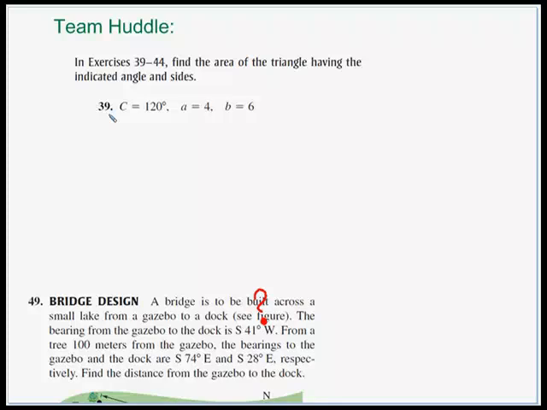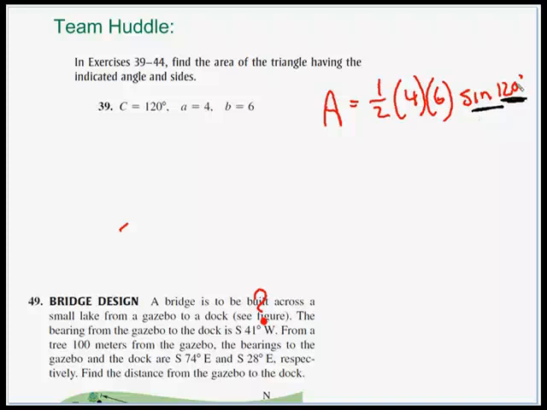We want to find the area of the triangle with those given conditions. So this one, it looks like we're going to have area is equal to 1/2 the two sides we have, A times B, 4 times 6, times the sine of the angle, the sine of 120 degrees. And when I'd punch this in my calculator, I'd sort of do it in reverse. 120, hit the sine key, there's your decimal. Times 6, times 4, times 0.5.